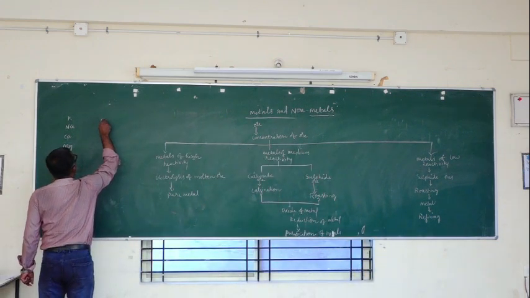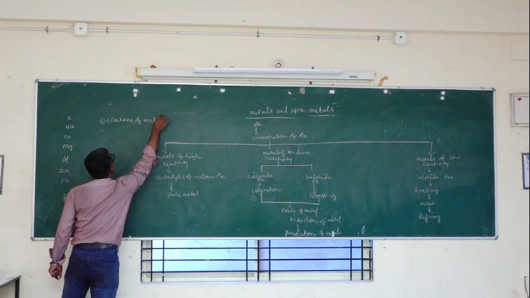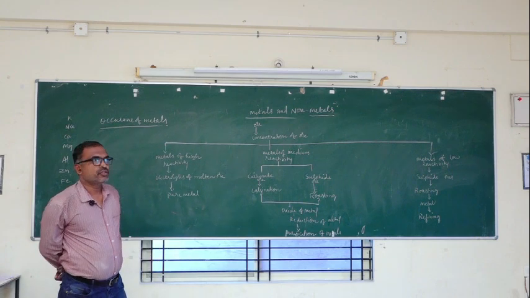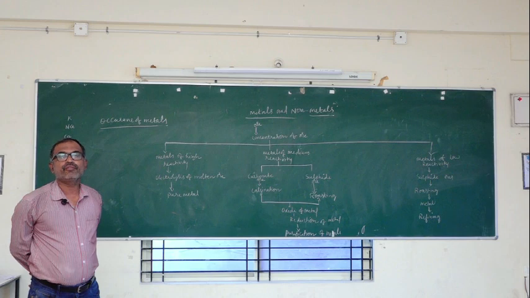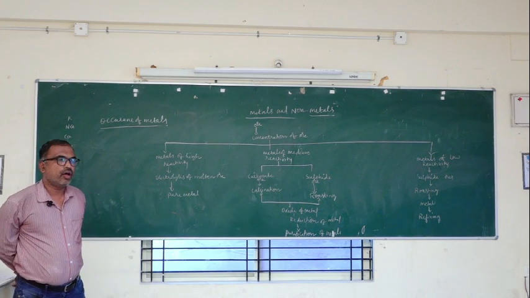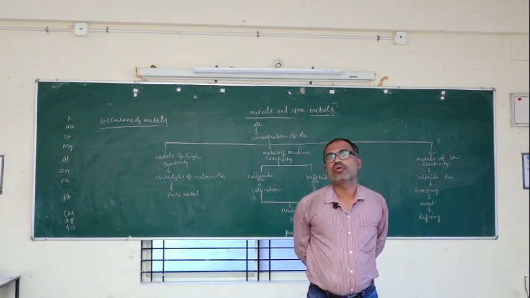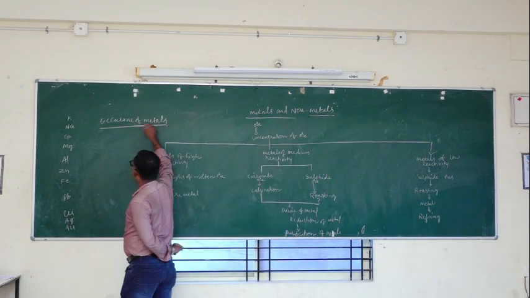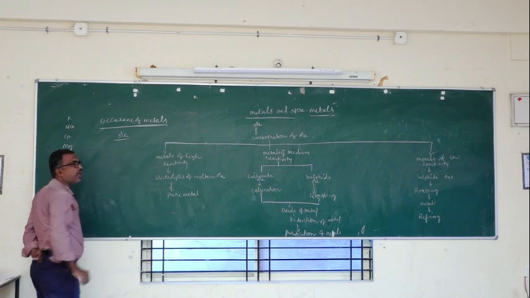So here, occurrence of metal. How does metal occur? Most of the metals occur as an ore in the earth's crust. All the ores are metals, but all the metals are not ores. Metals occur as ore in the earth's crust.